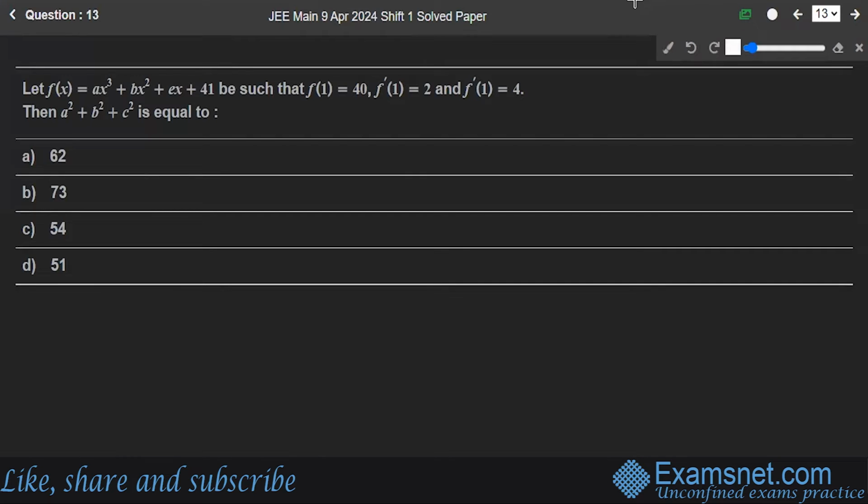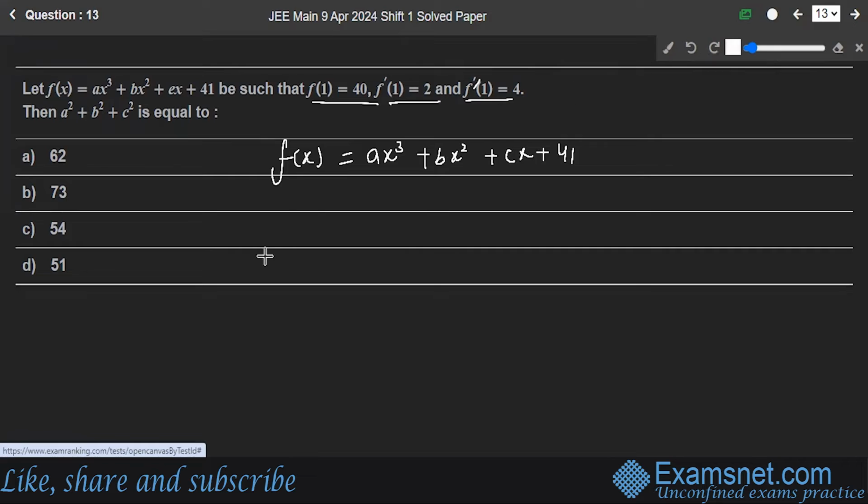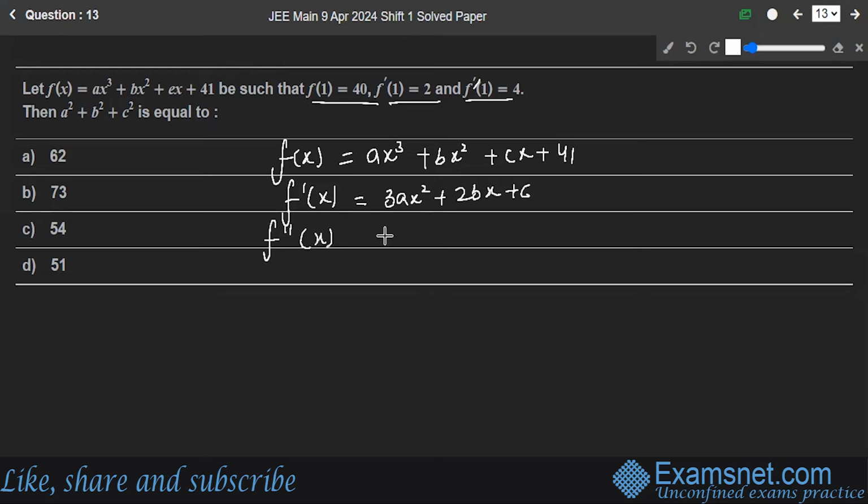Question number 13, let f(x) is equal to ax cube plus bx square plus cx plus 41. So very easy question. f of 1 is equal to this, f dash of 1 is equal to this, and this is f double dash of 1 is equal to 4. So first thing, let's calculate f dash x. This is 3ax squared plus 2bx plus c. And the second derivative is equal to 6ax plus 2b.